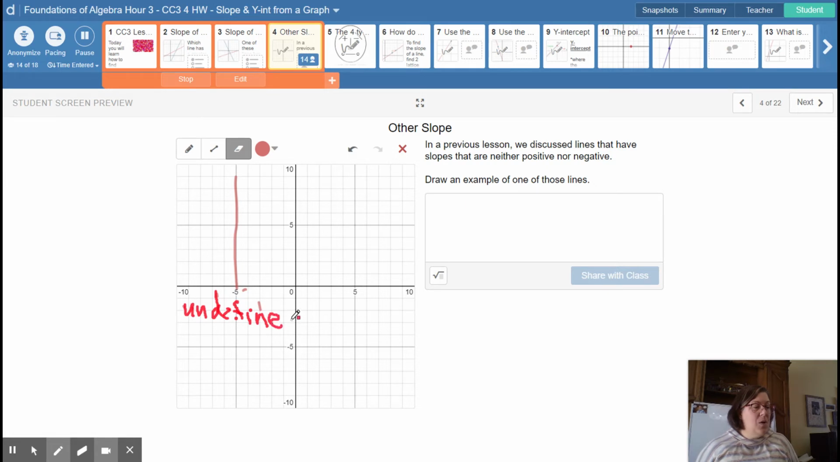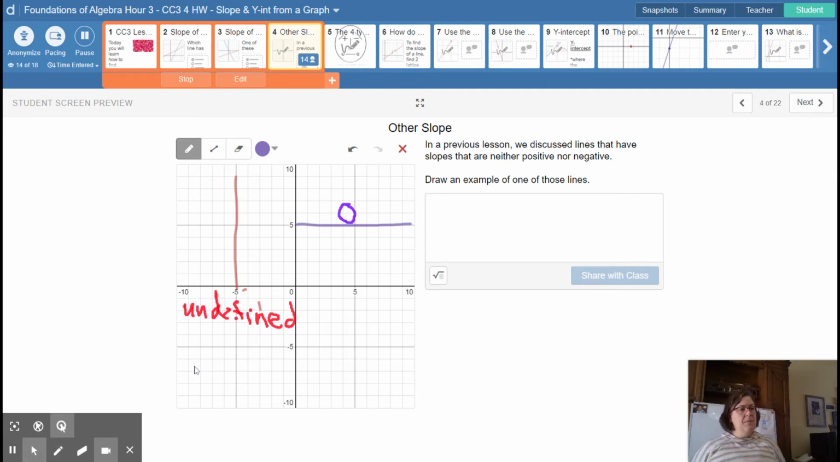And then there was one other special one, which I saw some of you graph. I'll go purple. The other one is this one. It was the picture of like the driveway kind of, and we talked about going cross-country skiing. And this one would be really boring. This flat line, my purple one, has a slope of 0. Okay, those are the two special circumstances that we've talked about.